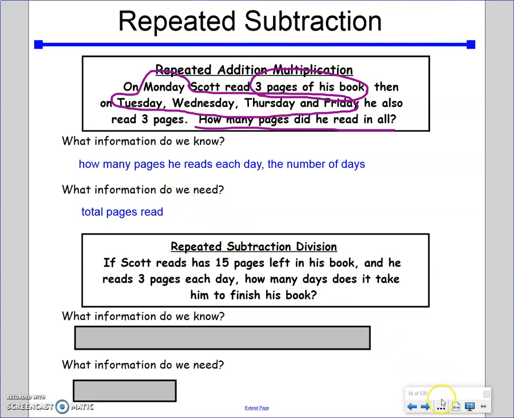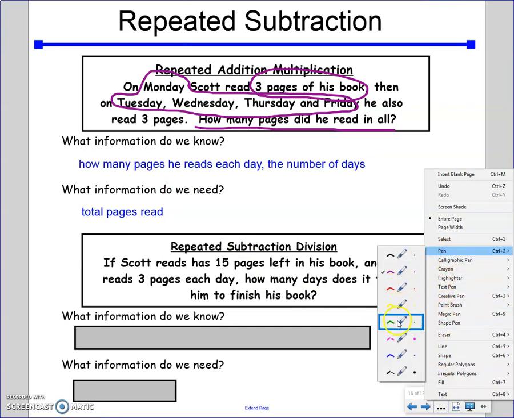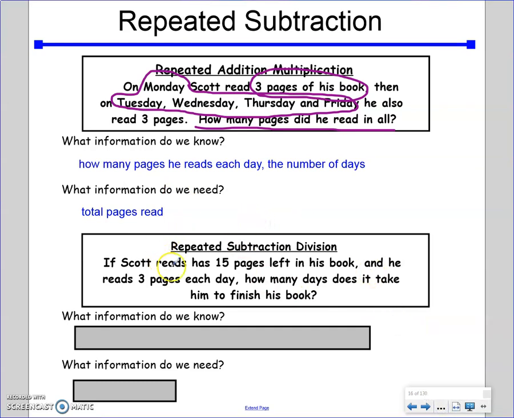Now let's take a look at the repeated subtraction division problem. Let me grab my pen again. I'll choose a different color this time. How about green? So here's our repeated subtraction division problem. If Scott has 15 pages left in his book and he reads 3 pages each day, how many days does it take him to finish the book?